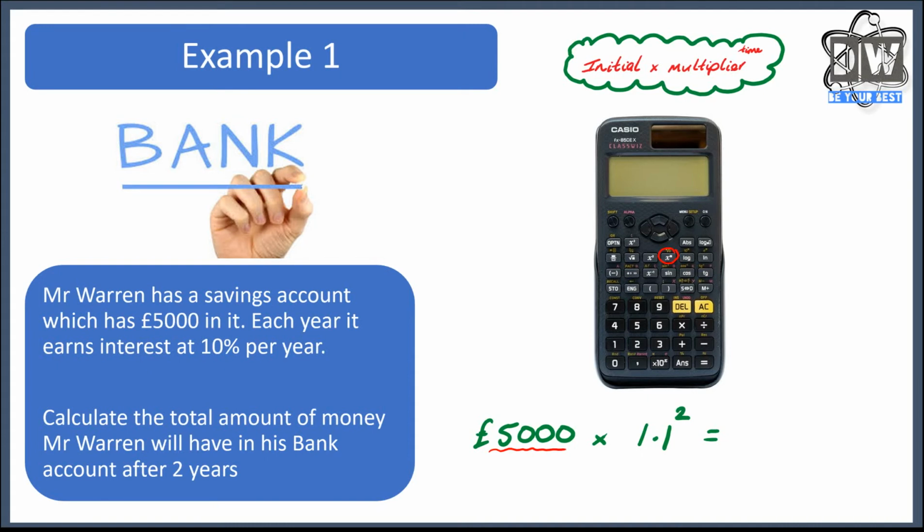If we put that into our calculator, so we're going to put £5,000 timesing by 1.1, and then we go to this button, press that, and we put 2 into the top there. If we press equals, we're going to end up with exactly the same answer as we did before, doing it the longhand, which is £6,050.